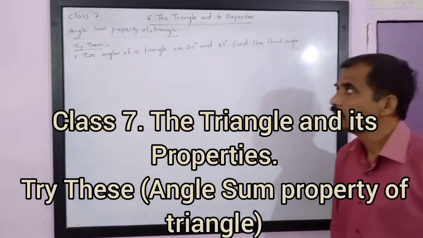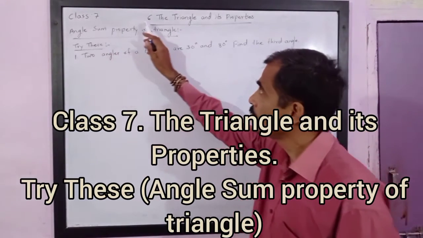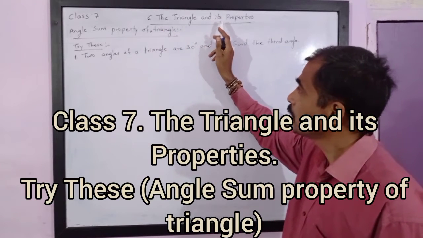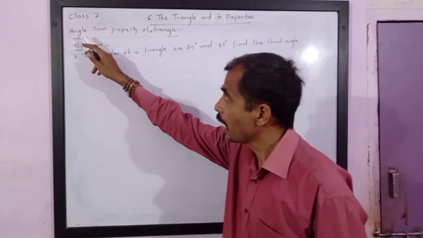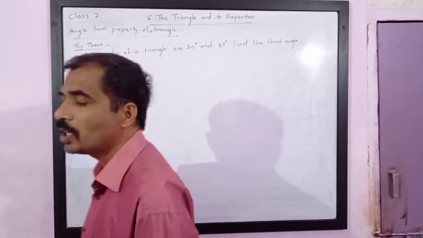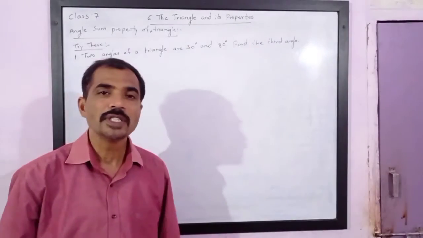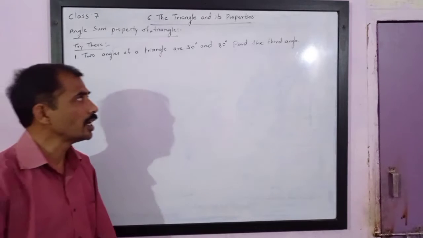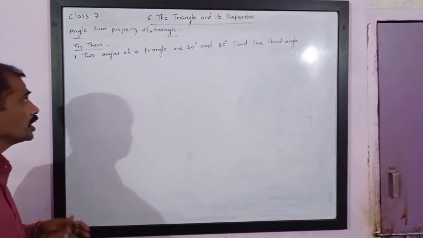Dear friends, in class 7, we are studying 6th lesson, 6th chapter, the triangle and its properties. The property that we are studying is the angle sum property of a triangle. Now, the property says the total measure of angles of a triangle is always 180 degrees. That is what it means.